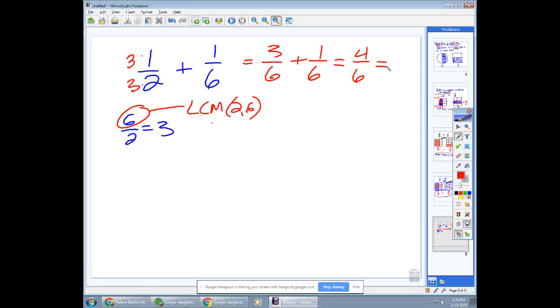And even though I have the smallest denominator, I still have to reduce. So just because you went through the work of finding the smallest denominator doesn't mean you're out of the woods. You still might have to reduce. That reduces to 2/3.